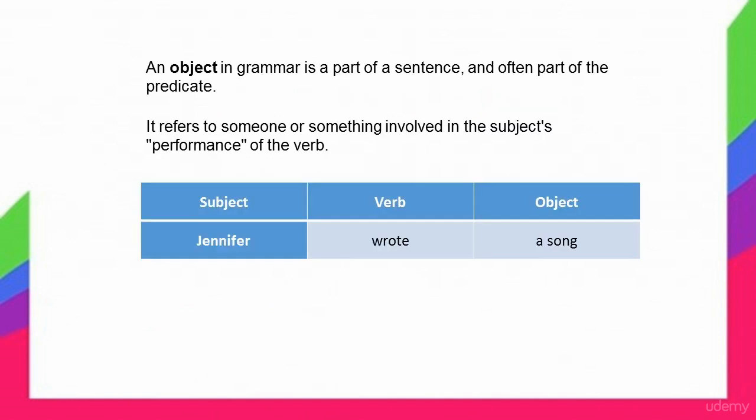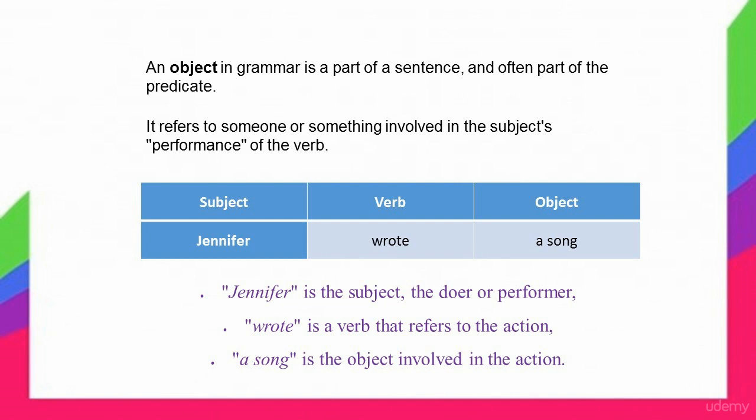An object in grammar is part of a sentence, and often part of the predicate. It refers to someone or something involved in the subject's performance of the verb. It is what the verb is being done to. As an example, the following sentence is given. Jennifer is the subject, the doer or performer. Wrote is a verb that refers to the action. A song is the object involved in the action.